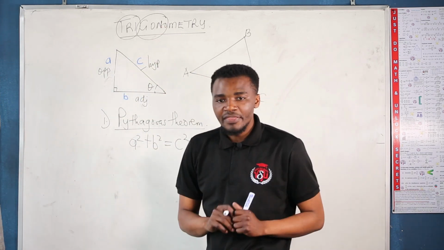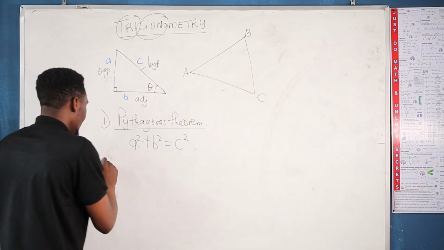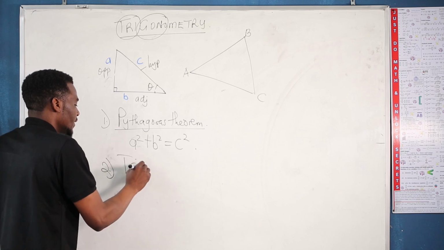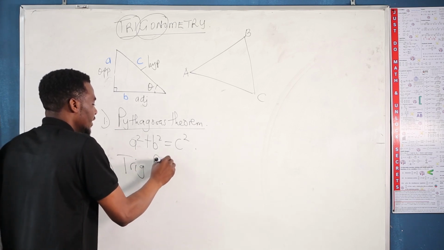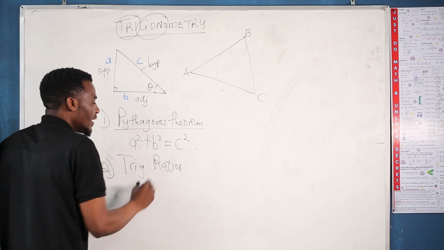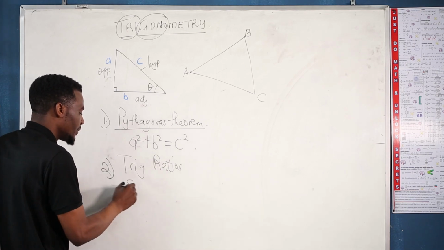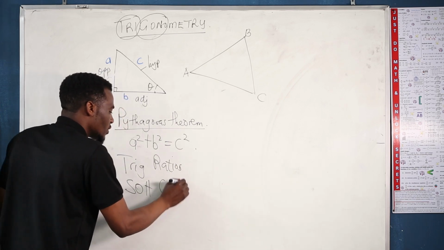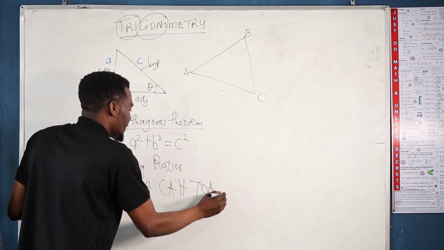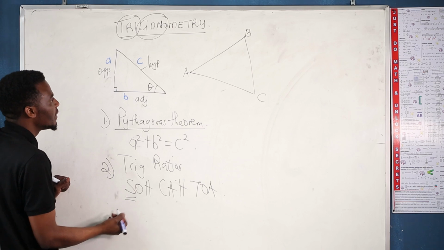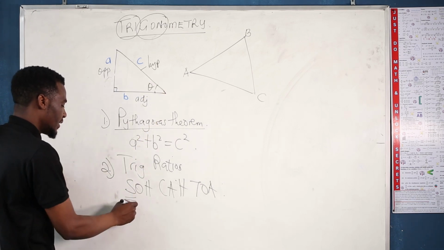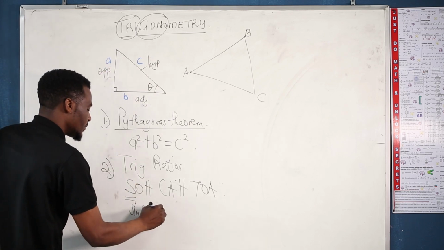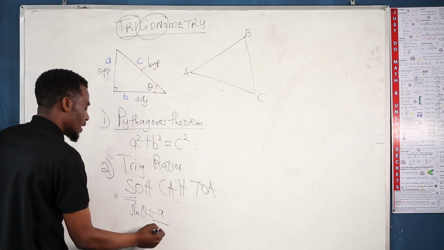If you don't want to use the Pythagoras Theorem, here is the second thing that you can also think of. You can use the trig ratios. What are these trig ratios? Some students memorize it this way, SOHCAHTOA. The sine of this angle theta is equivalent to the opposite side, which is A, over the hypotenuse side, which is C.